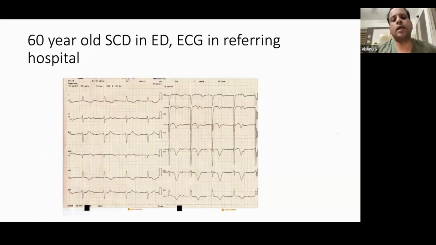Now from here onwards, I will be showing the high risk features of a patient with complete heart block who needs immediate attention in casualty. Some people with complete heart block will be very asymptomatic, sitting and scolding us, but some people will be very sick. You have to find them out. This is a 60-year-old patient who had a sudden cardiac death in our hospital, and the ECG in the referring hospital was this one. So what was the thing missed?